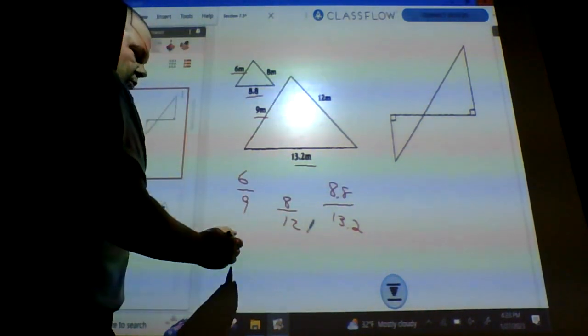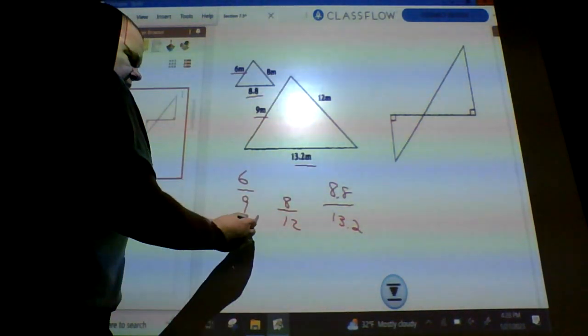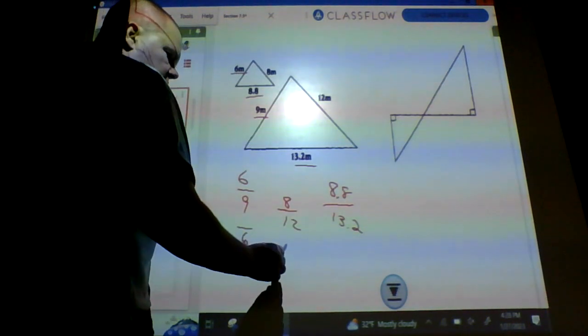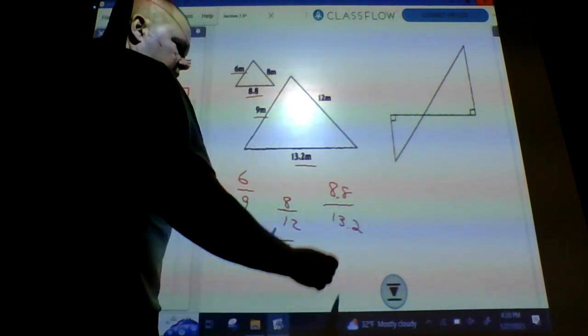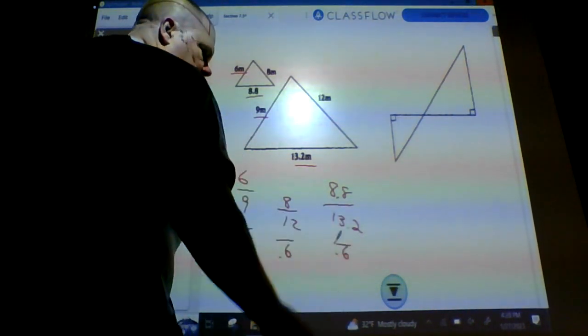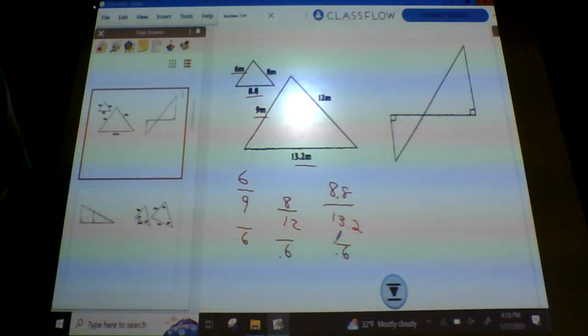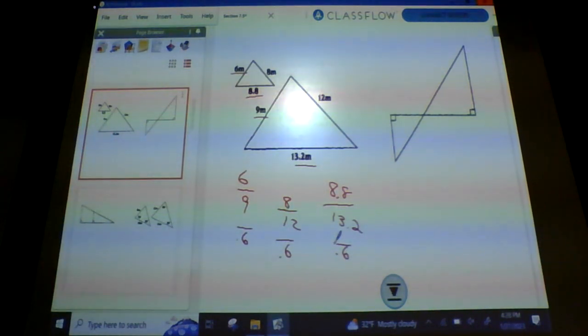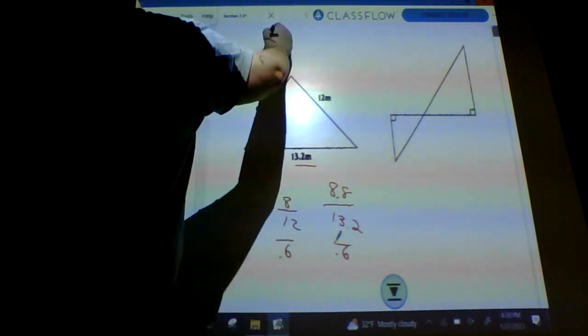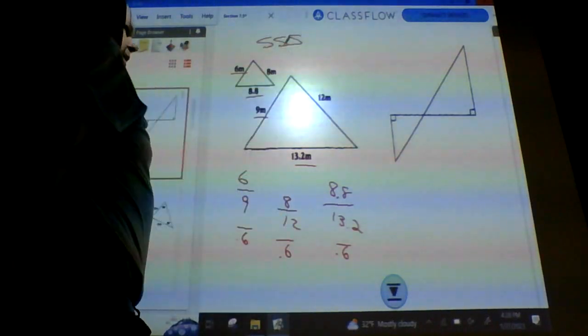6/9 we know to be 2/3. That's 0.6 repeating. 8/12 is 0.6 repeating. And 8.8 over 13.2 is also 0.6 repeating. So all of our sides have that same ratio of 2/3. So these two triangles are similar by side-side-side similarity.